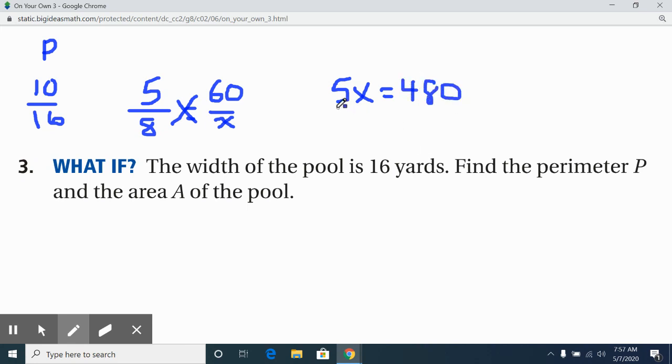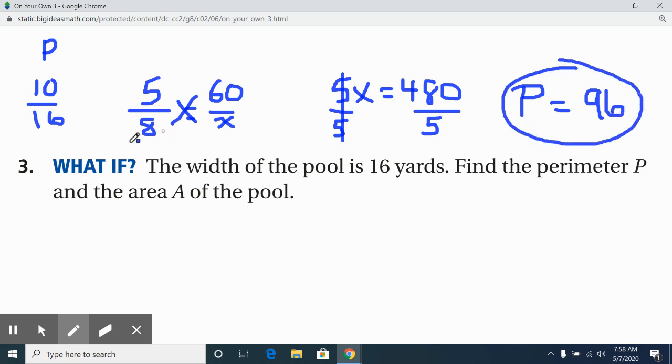Okay, and now how do I solve for x? We're going to divide by 5 on both sides to give me my perimeter equals 480 divided by 5 gives me 96. Okay, so there's your perimeter answer for the pool with these dimensions now.